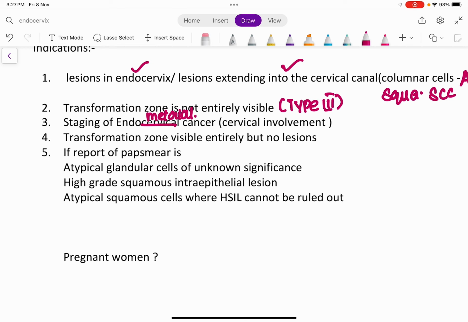And the fourth indication is where the transformation zone is entirely visible, but still there are no lesions. So a female with specific Z compliance, but when you examine, the transformation zone is visible entirely, but there are no lesions. Since there are no lesions, you're not going to leave the patient as such. You have to do the endocervical curettage to rule out any pre-existing cancer, right?